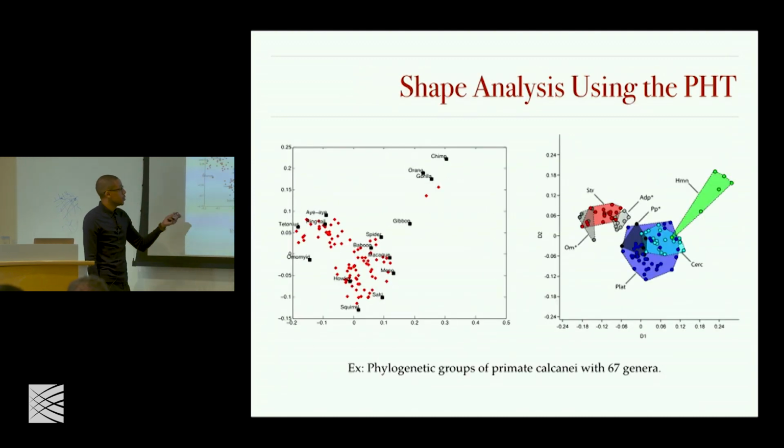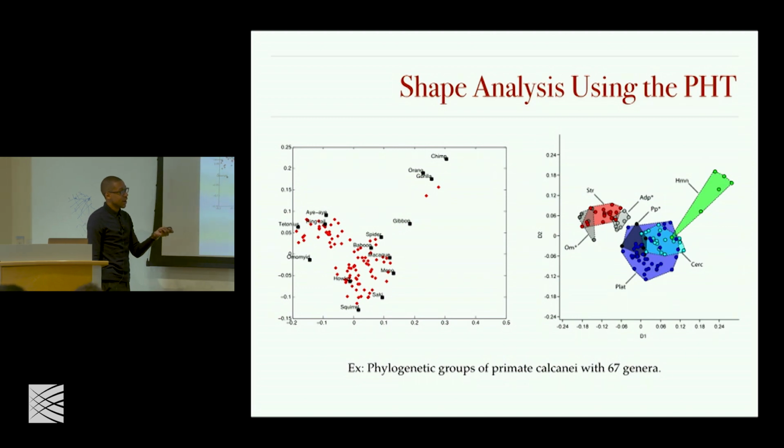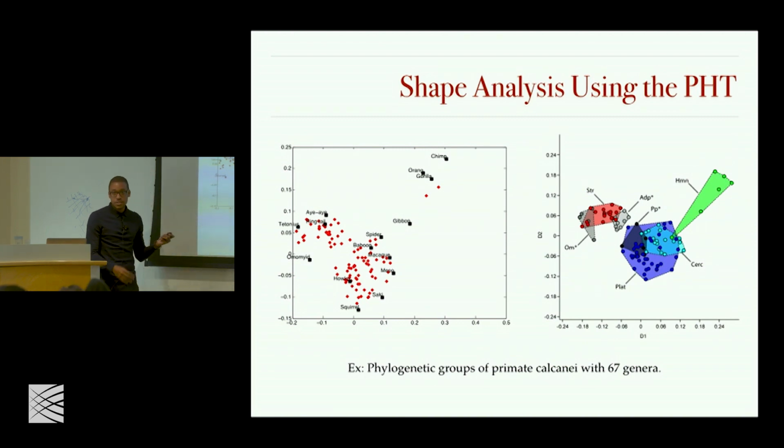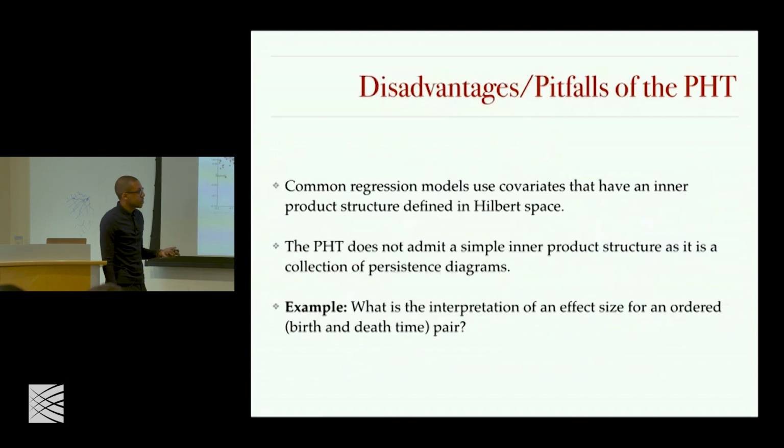Now there are multiple issues with the PHT and the persistence diagrams, in my opinion. One is that the only way you get anything out of this is if you actually know which genus these monkeys belong to, right? These are just points in space, and you have overlay knowledge on top of them. If I know nothing about this, this plot means nothing to me.